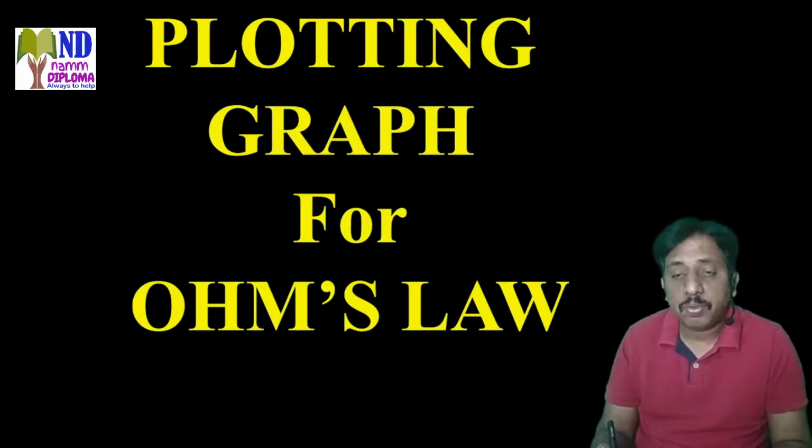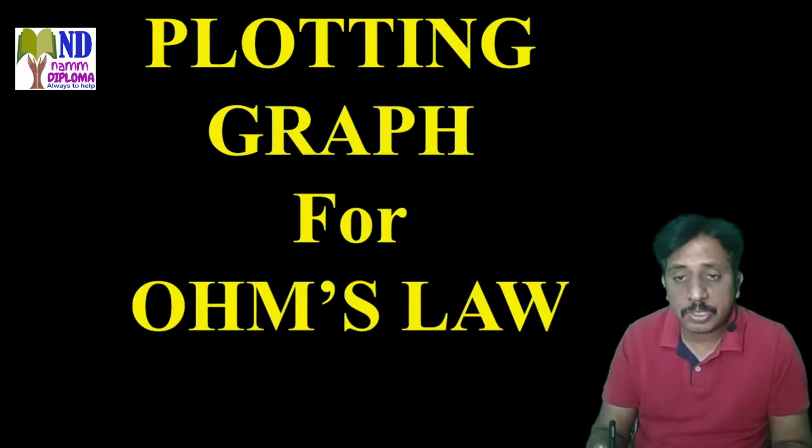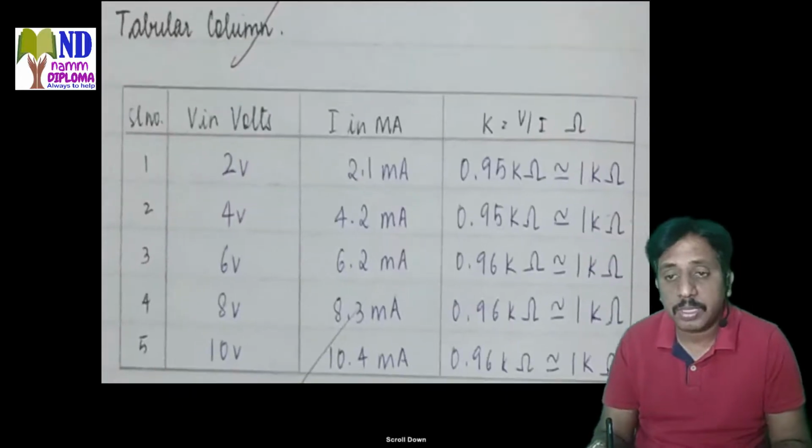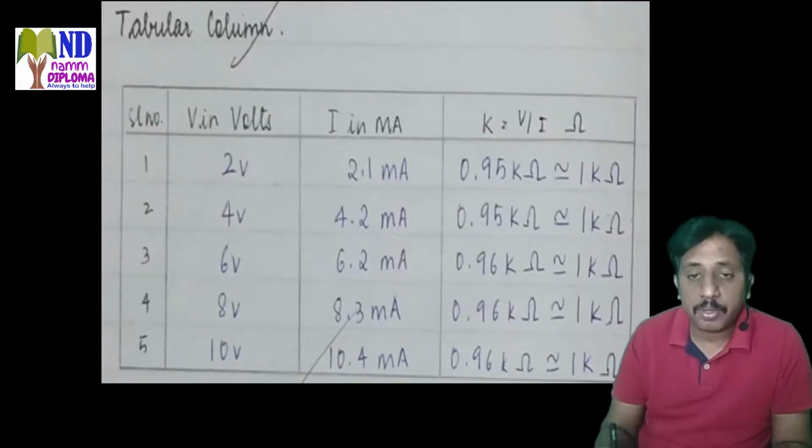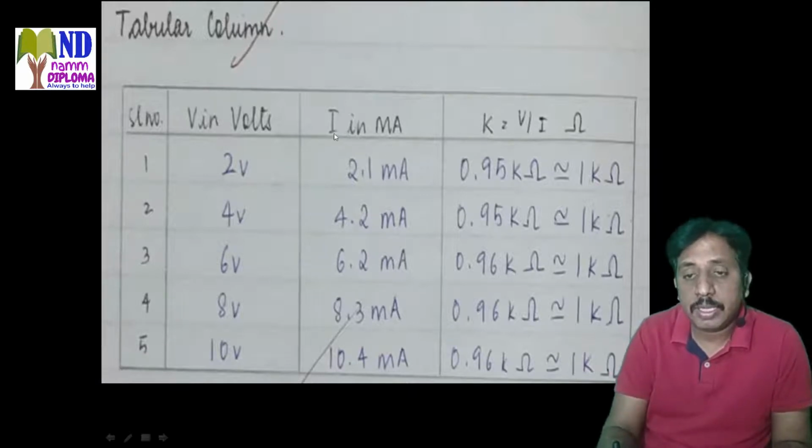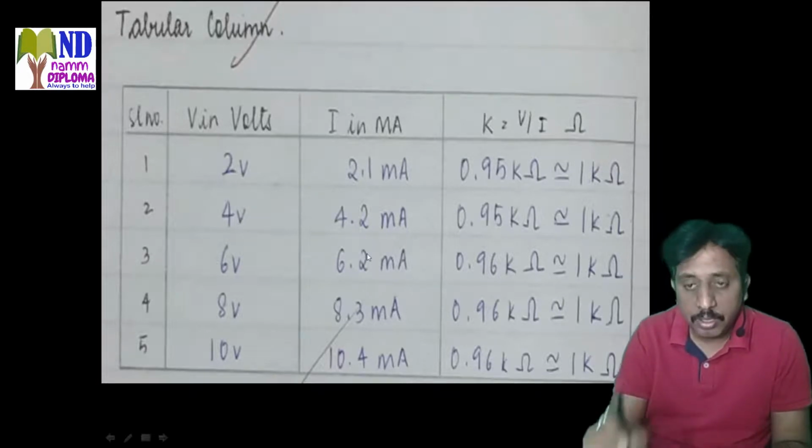Now, plotting the graph for Ohm's law. We'll see an example of how we can plot the graph for Ohm's law. You can see the tabular column provided here. We provided voltage and current. I is the symbol for current, I in milliamps, and K is the constant, the resistance, which we're calculating here. For this table we're going to plot Ohm's law.